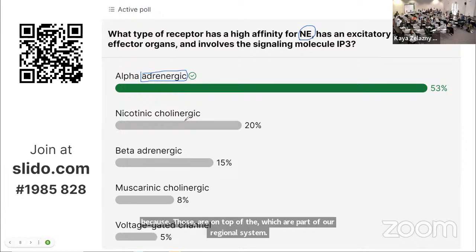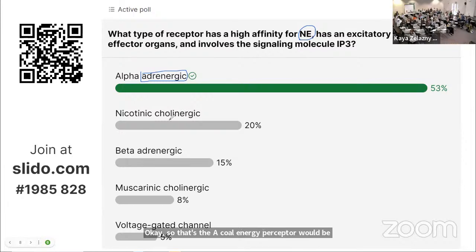A cholinergic receptor would be responding to acetylcholine, which was part of our parasympathetic nervous system. Okay? We know it's alpha because there are two ways we can get there. Part of it is that high affinity for norepinephrine. The other part is that we know that all of our beta receptors are activating the cyclic AMP pathway. So since we're not talking about cyclic AMP, it can't be a beta receptor.